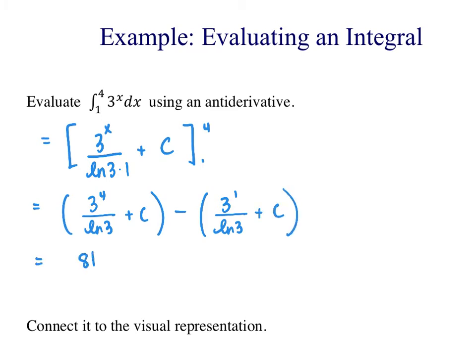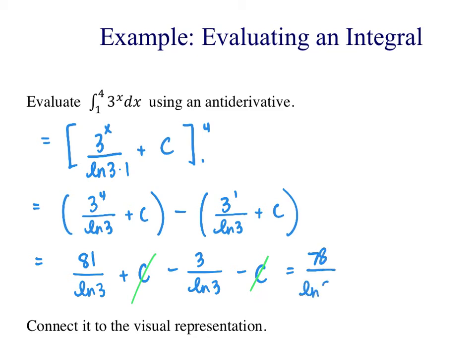So that's 81 over the natural log of 3 plus c minus 3 over the natural log of 3 minus c. And those two cancel each other out, so we're looking at 81 over the natural log of 3 minus 3 over the natural log of 3. In other words, 78 over the natural log of 3. And that's an exact answer. I don't want a decimal. Okay, I just want the exact answer.